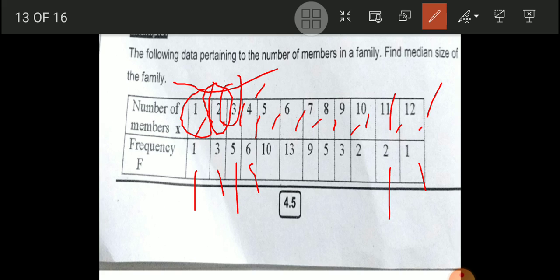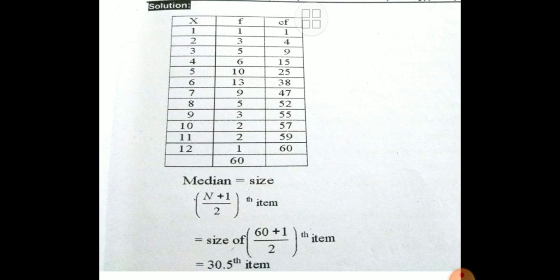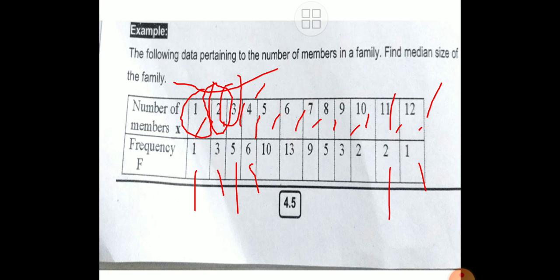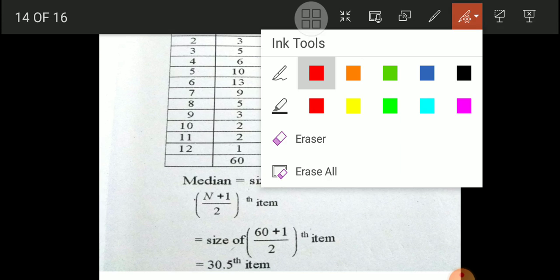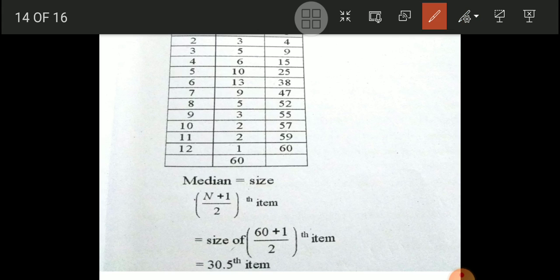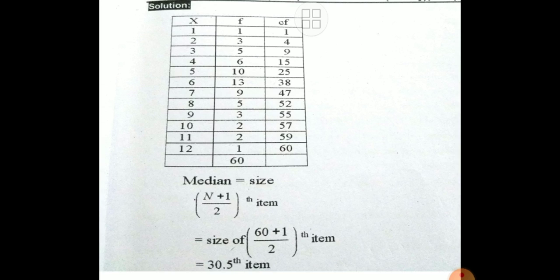So why am I giving this idea? Because first of all we have to understand the problem, and then it will be very easy to solve the problem and come to the conclusion or give the answer. Now here, x is the number of members we have considered, f is the frequency, the number of families, and cf is the cumulative frequency.